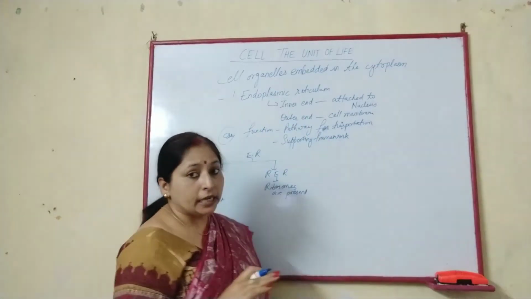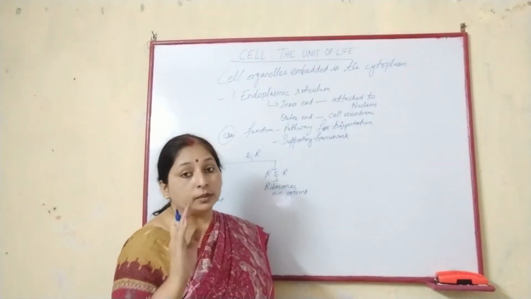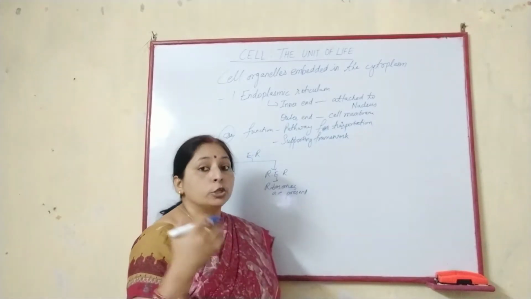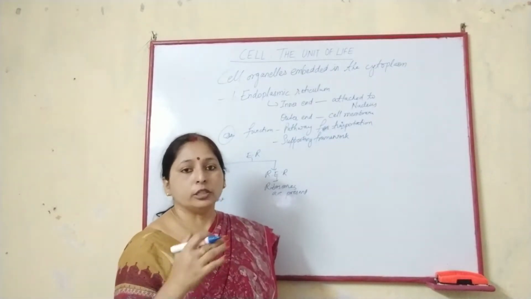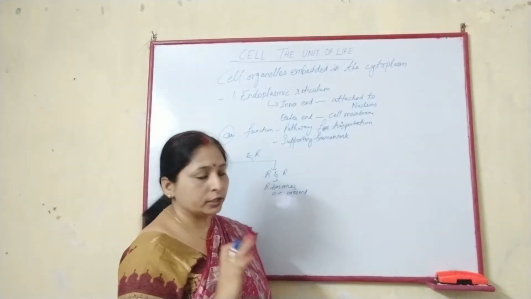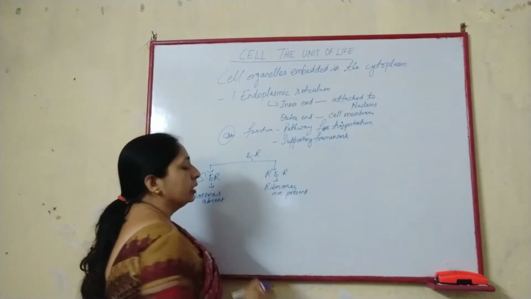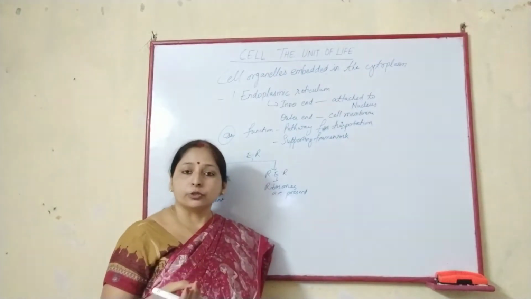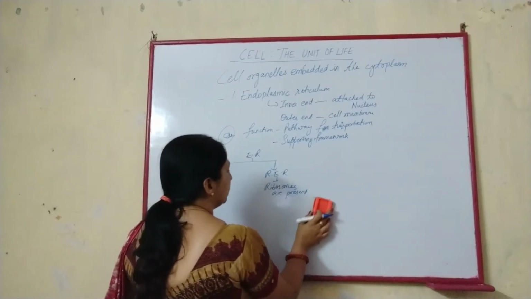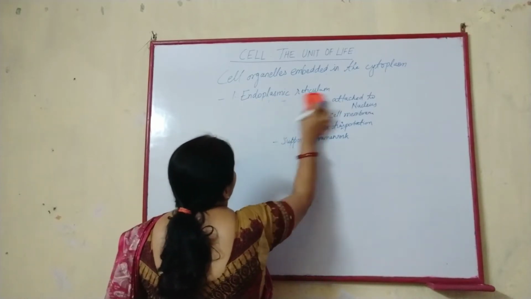Endoplasmic reticulum at the inner end is attached to the nucleus, and the outer end is attached to the cell membrane. Its function is transportation of substances from the nucleus to within the cell or to other parts of the cell, and it is a supporting framework to the cell. There are two types, smooth and rough, depending upon the presence or absence of ribosomes. Ribosomes present give a rough appearance, while when they are absent, the endoplasmic reticulum is termed smooth endoplasmic reticulum.